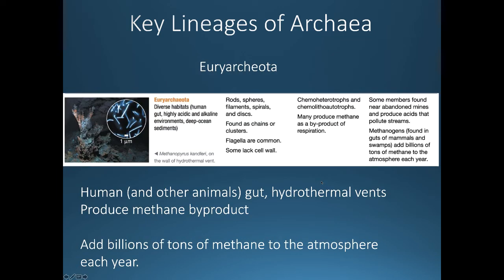Okay, the second lineage of archaea I'd like you to know are the Euryarchaeota. These also live in pretty diverse habitats. We find them in the human gut as well as the guts of other animals. And we also see them in hydrothermal vents and some abandoned mines. They're well known for the ability to produce methane byproduct. In fact, they add billions of tons of methane to the atmosphere each year.